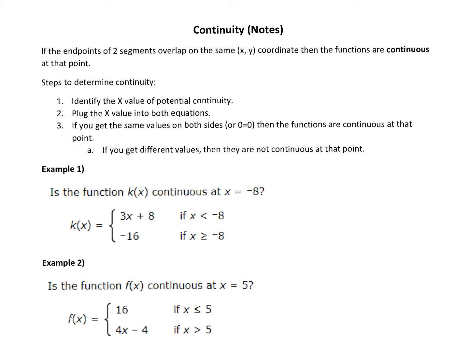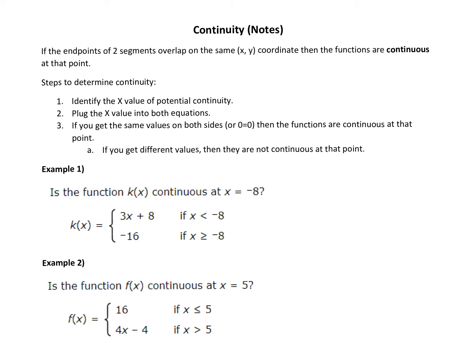So the idea here, folks, is if the endpoints of two segments overlap on the same xy coordinates, then the functions are continuous at that point. That is to say, there is one line going through that point. We might still have an undefined open circle superimposed on a closed circle, but from us looking at it, it looks like one continuous line.